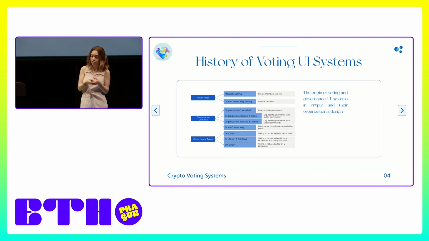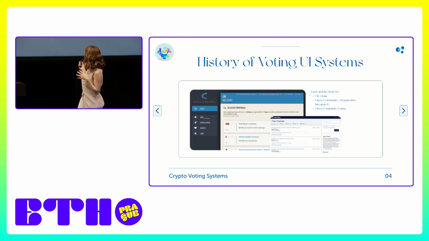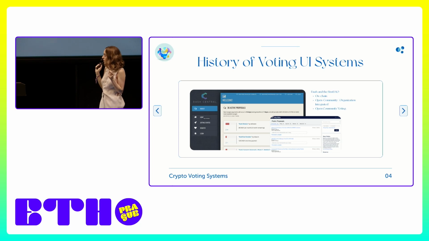And then also governance types. Is it on-chain? Is it a hybrid where it's off-chain and on-chain? Is it fully off-chain, so it's very close to the community? And how can we improve these systems with forum polling and other products within the space? This was one of the first governance UI systems within the space.